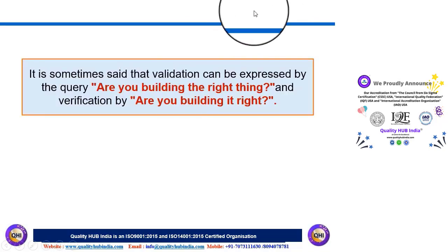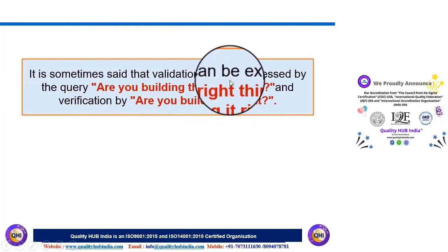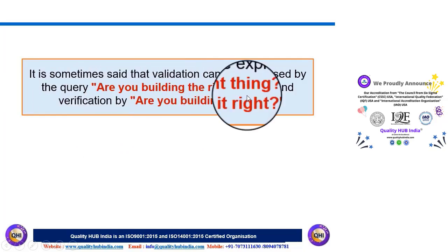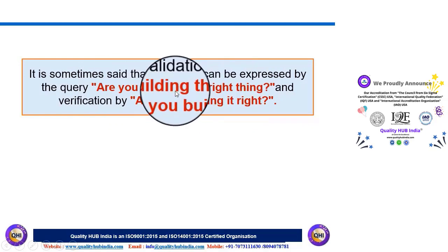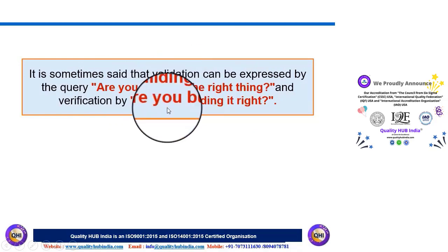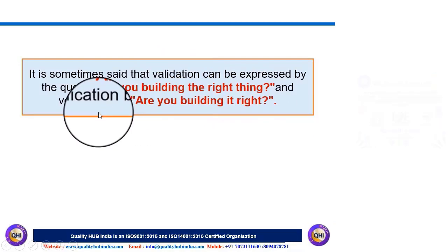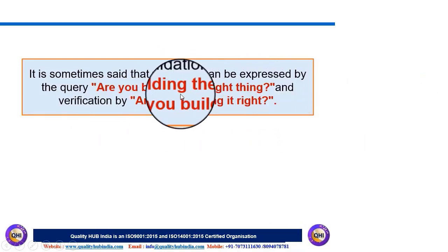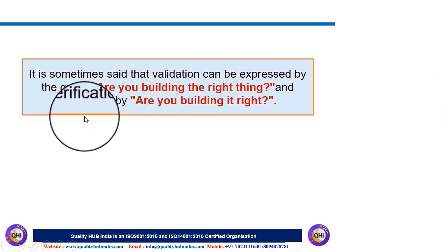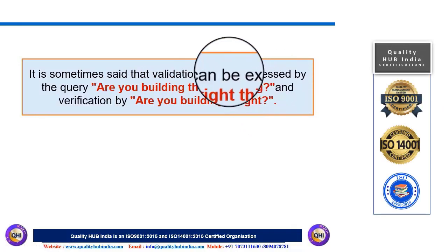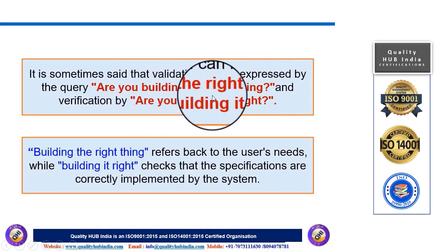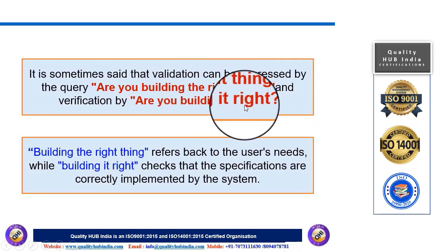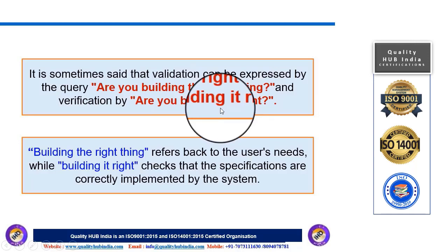Friends, sometimes it is said that we can express both validation and verification in this way. For example, if you say, are you building the right thing? We mean validation, and when we say, are you building it right? That will be verification. That means, if I am building it right properly, then I would say I am verifying or I have verified. And if I am doing the right thing, then I can say that I am validating. So when we talk about building the right thing, it basically refers back to the user's needs. And when we talk about building it right, this is basically checking against the specification.